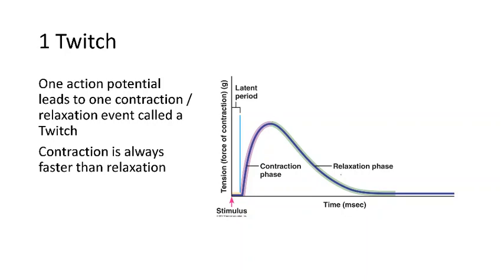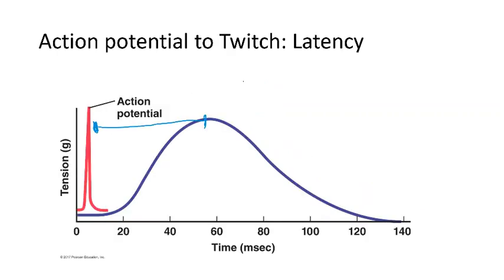Contraction takes less time. The latent period is the time between the action potential and the contraction phase. So we actually have a latent period. I redrew it in. I've kind of got it a little bit off, but the idea is latency is between action potential to the contraction. And that is the end of skeletal muscle part 3.